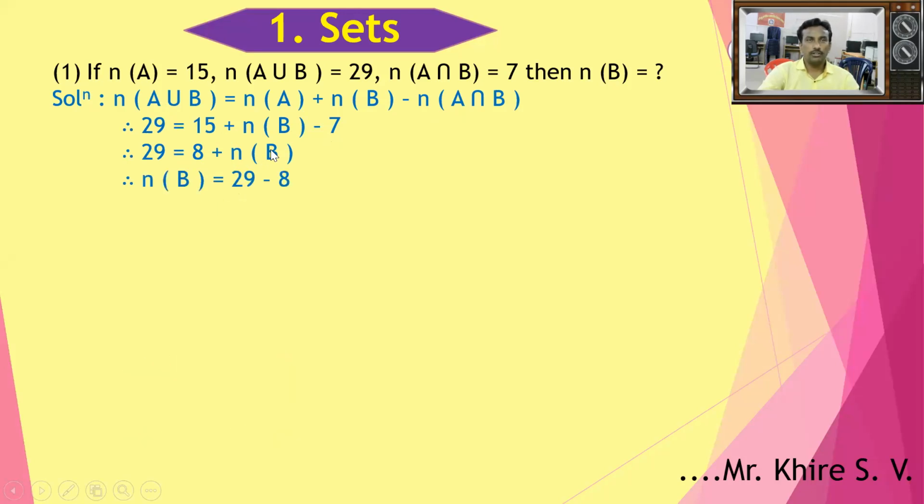Now we have to find out n(B). Therefore n(B) is equal to 29. This plus 8 goes to this side, meaning it will become minus 8. 29 minus 8 is 21. Therefore the value of n(B) is equal to 21. Got it?